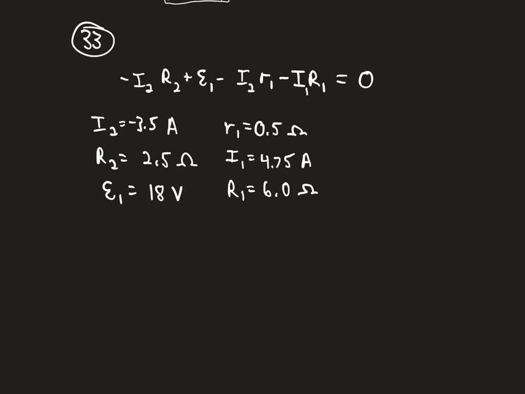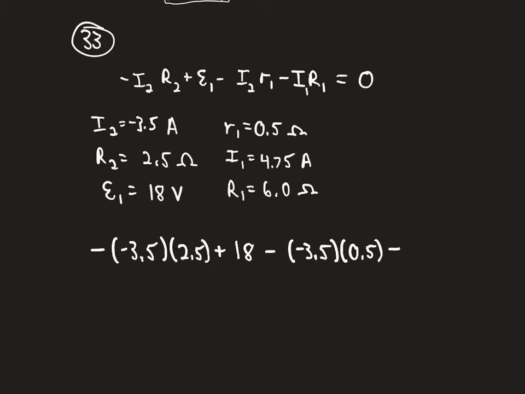So now what you do is you plug in your numbers. So let's plug in our numbers. I got negative I2. What's I2? Negative 3.5, okay. Times big R2. What's R2? 2.5. Plus E1. What's E1? 18. Minus I2 times r1. What's I2? Oh, sorry, 2.5. Negative 3.5. What's little r1? 0.5. What's big I1? 4.75. And what's big R1? 6.0.